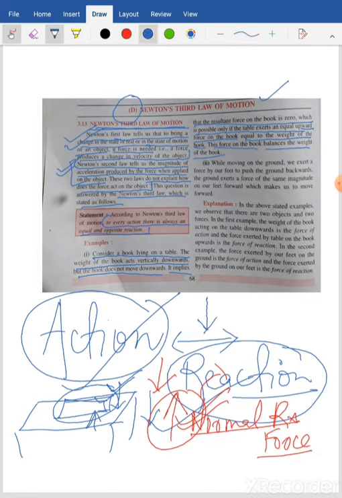Alright, so similarly, let's go to the next example. While moving on the ground, we exert a force by our feet to push the ground backward.